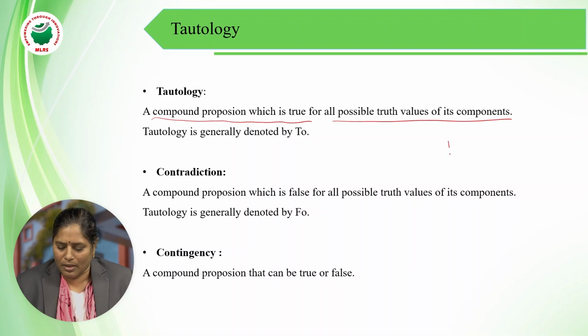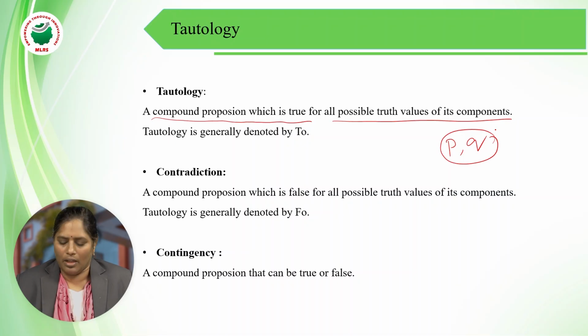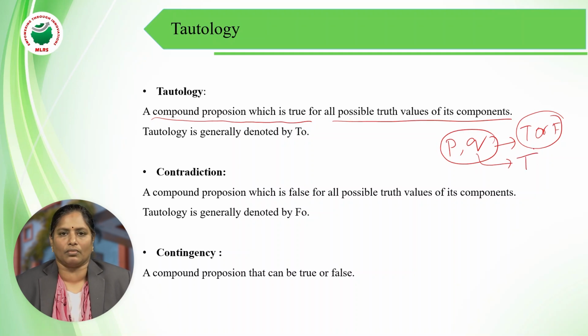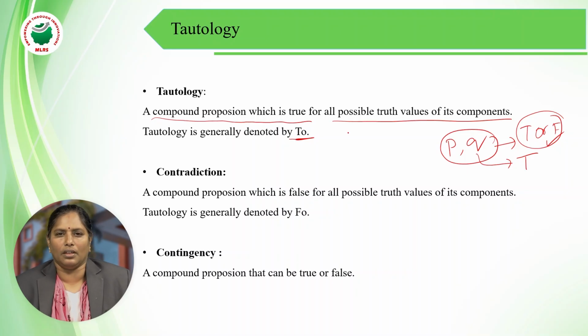For example, statements P and Q are two compound propositions. The possible combinations of P and Q have truth values either true or false. If this compound proposition gives true every time, for all possible combinations, then that is a tautology. Generally, tautology is denoted by the symbol T0.